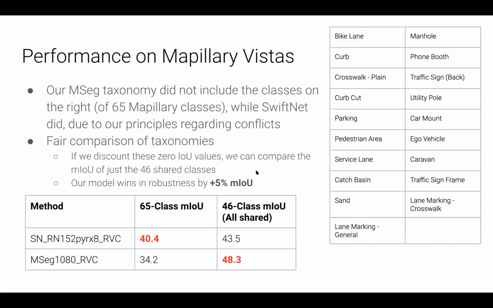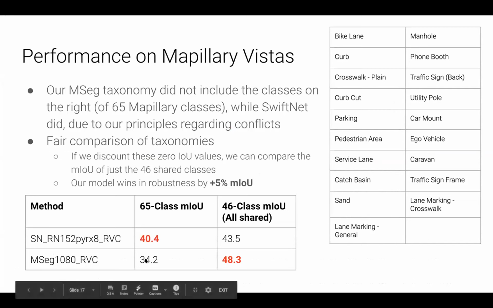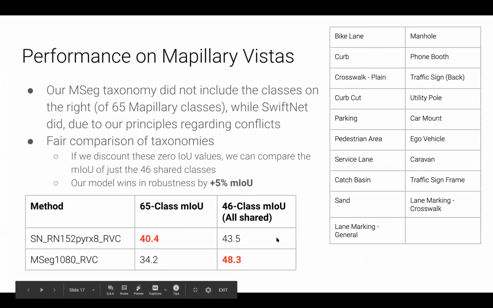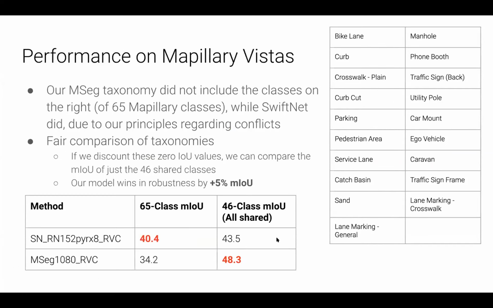So to review the performance, say on Mapillary, our choice of taxonomy was different from theirs. We excluded a number of categories and basically merged them because of some of the principles that I mentioned. If you consider all the classes, we do lose by about 6%. But if you exclude these classes where we basically get a 0 because we didn't map them, we gain by 5%, which raises an interesting question: how can we fairly compare different taxonomies?